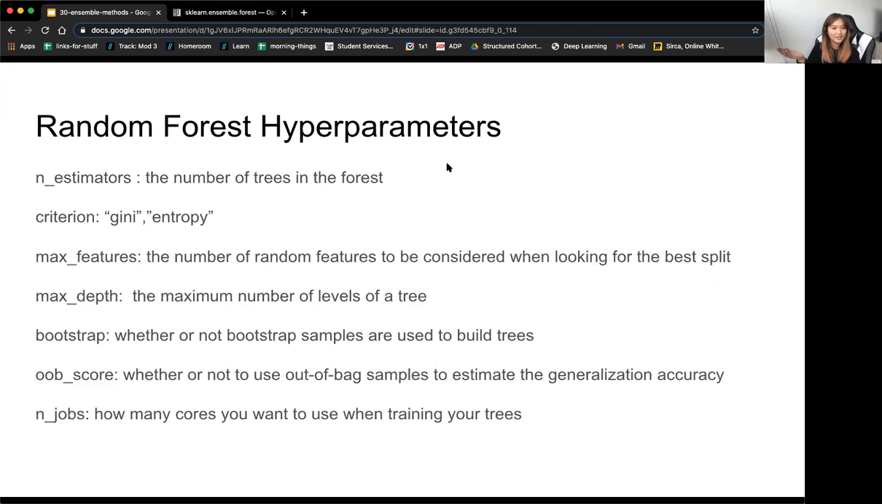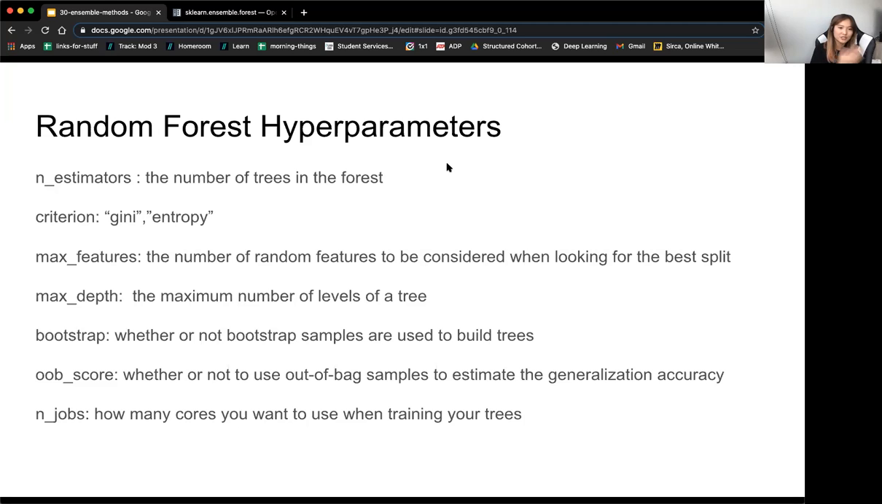The criterion is exactly the same as your decision tree, because the forest is made of a bunch of decision trees: Gini or entropy. And for this one, whichever one you choose, each tree will be built with the same criterion. I don't think that there is a method to randomly say some trees with Gini, some trees with entropy.